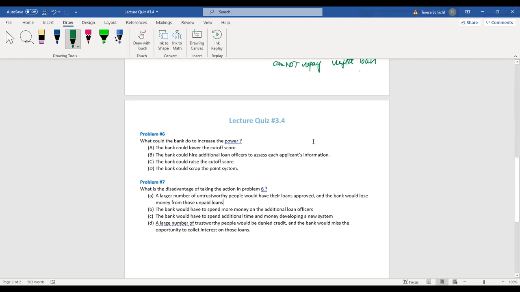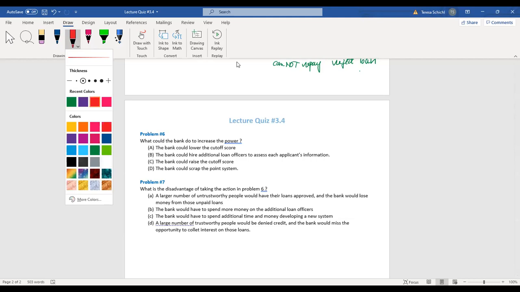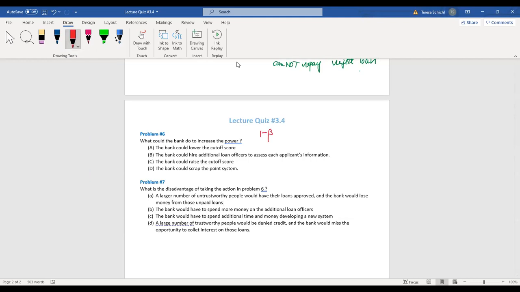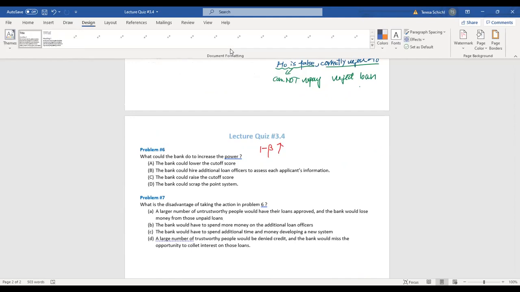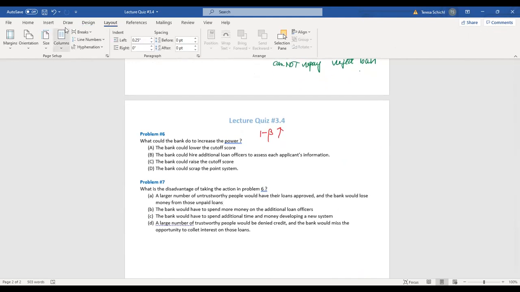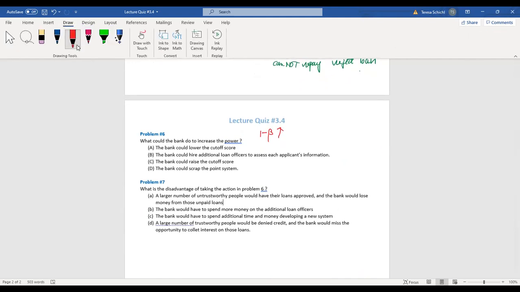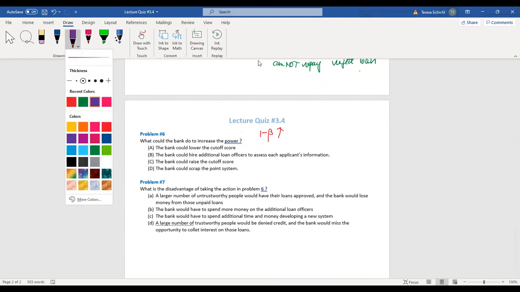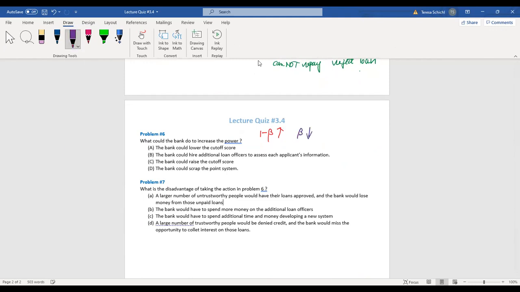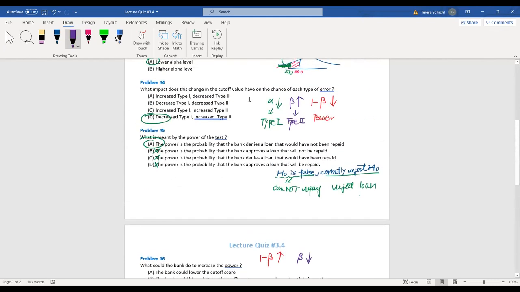So what could the bank do to increase the power? Let's do the same in reverse. I want my power to increase. 1 minus beta is the power, right? I want this to increase. If you want this to increase, what does that mean? That means you want your beta to get smaller.